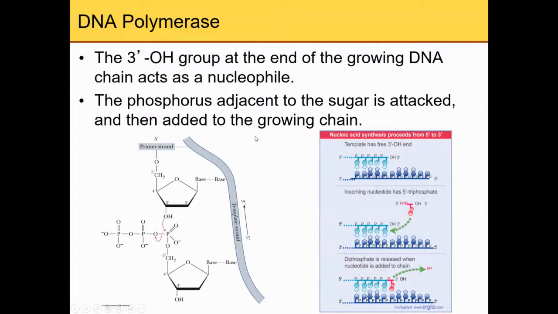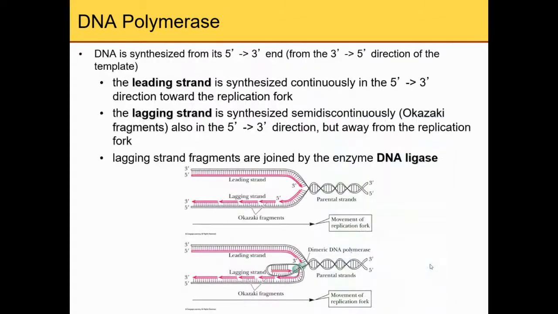And so the replication is a DNA synthesis. The 3' hydroxyl group at the end of the growing DNA acts as a nucleophile, because this hydroxyl group will attack the alpha phosphate of the incoming nucleotide. After the attack, they will release the pyrophosphate, and then form the phosphodiester bond. Here just to show you, the hydroxyl group will attack the alpha phosphate group of the incoming nucleotide and then release the pyrophosphate. Okay, so that's the DNA synthesis.